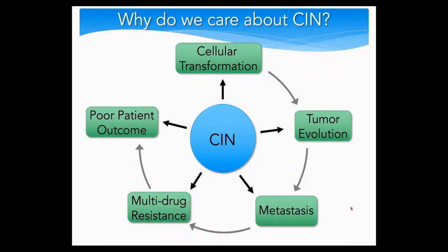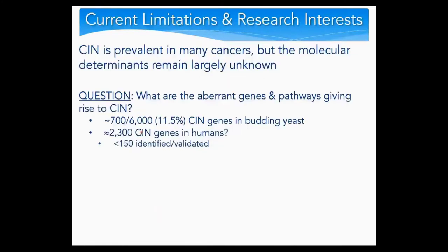CIN is a very important and believed to be an early event in the etiology of cancer. It is certainly a driver of cellular transformation. As I've already alluded to, it's important for tumor evolution or intratumoral heterogeneity. CIN can also drive changes in metastatic gene expression profiles and is associated with the acquisition of drug resistance. So consequently, it's not really surprising that CIN is associated with poor patient outcomes.